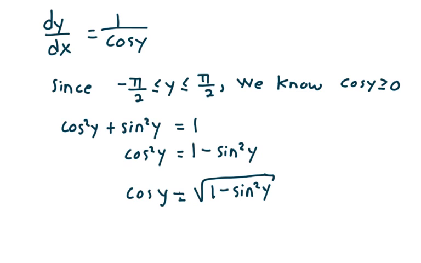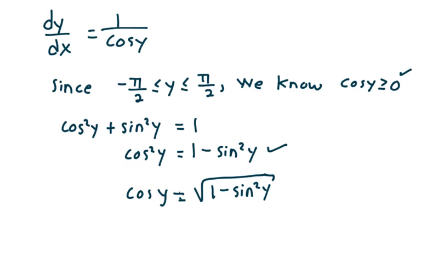Since y is greater than or equal to negative pi over 2 and less than or equal to pi over 2, we know cosine y has to be greater than or equal to 0. Now, cosine squared y plus sine squared y is equal to 1. Subtract sine squared y on both sides, and we get cosine squared y is 1 minus sine squared y. Solving for cosine y, we get cosine of y is equal to square root of 1 minus sine squared y.